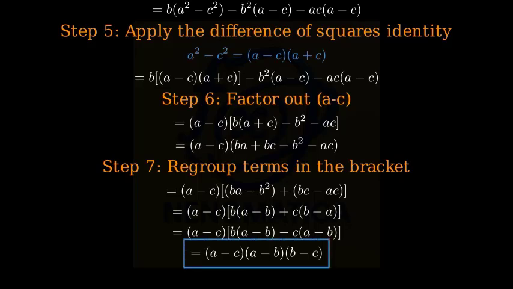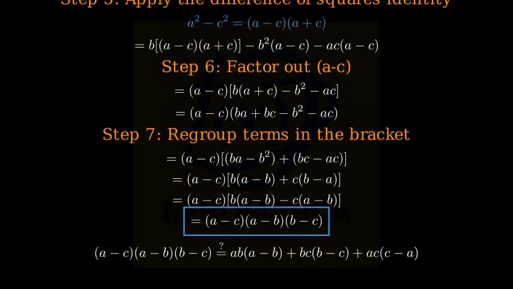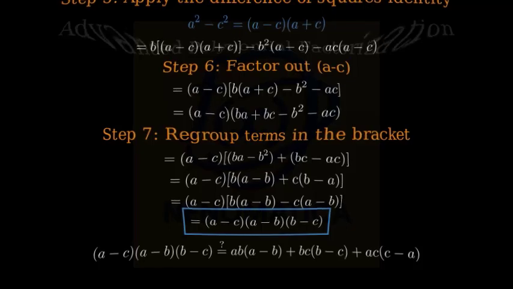Let's verify our factorization by multiplying back. Actually, I'll leave the verification to you as an exercise. You can expand the factored form and check that you get back our original expression, ab times (a minus b) plus bc times (b minus c) plus ac times (c minus a).